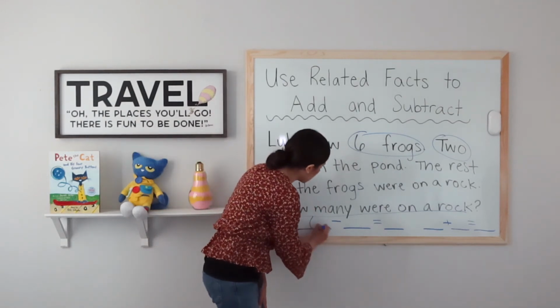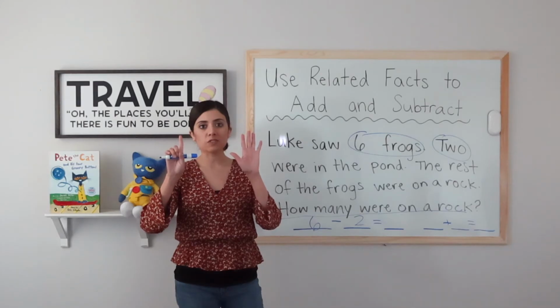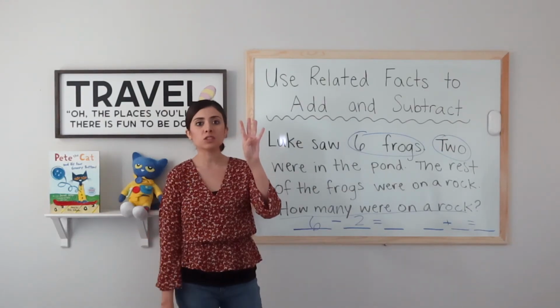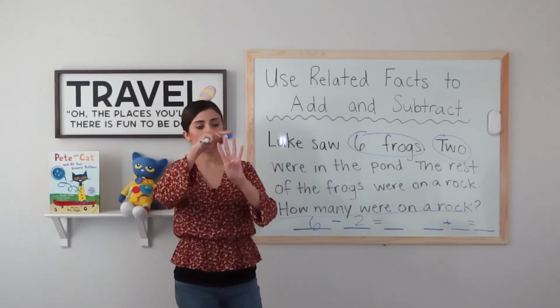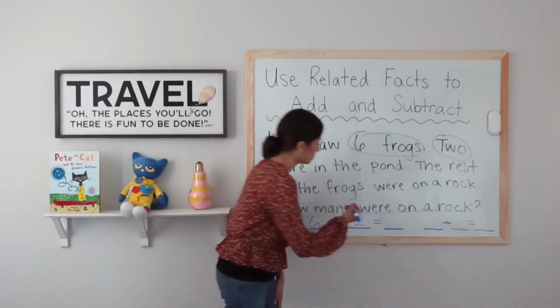So 6 minus 2. Hold up 6 fingers and take away 2. 1, 2. How many do we have left? 1, 2, 3, 4. 4 frogs were on the rock.